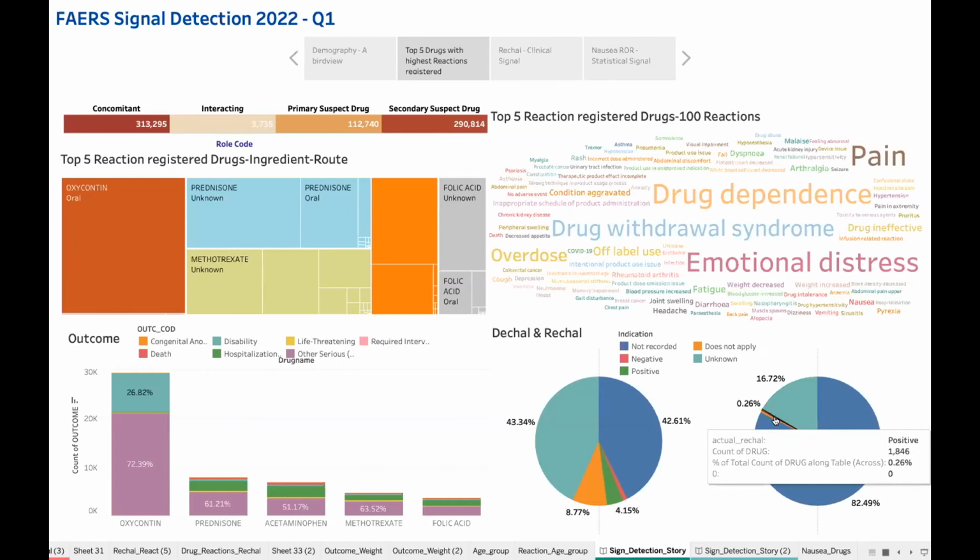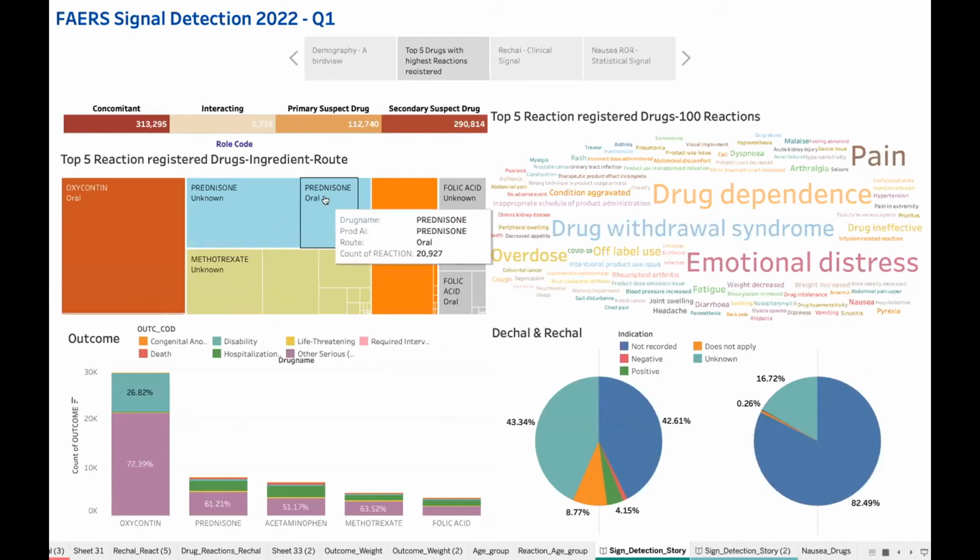That's the reason we see a very small percentage, only 0.26% of our entire database, having positive RECHAL. This is considered a clinical signal too. That's what we're going to look at in the next dashboard. For example, I'll show you how we can drill down in this dashboard.